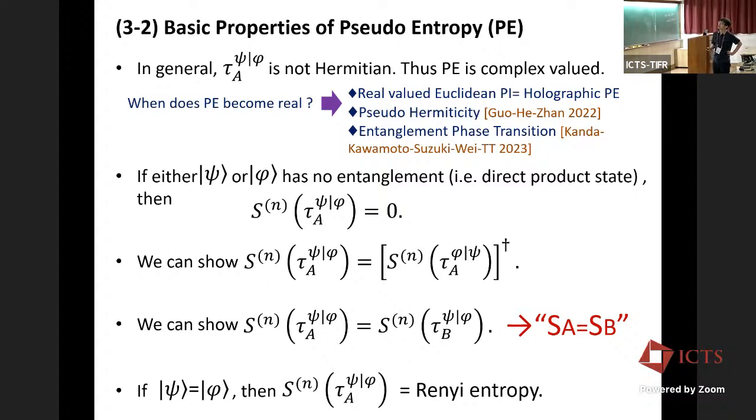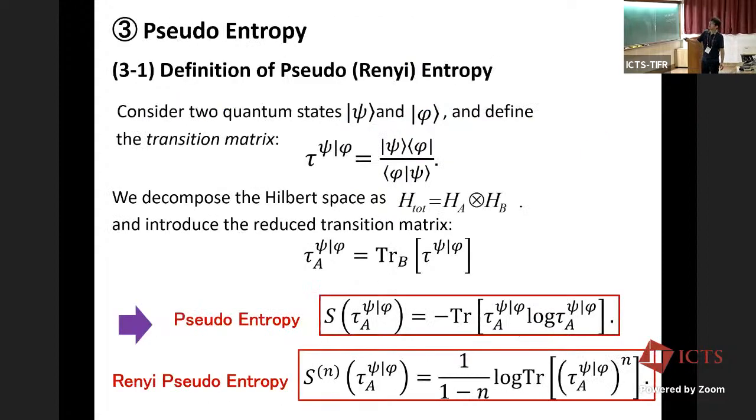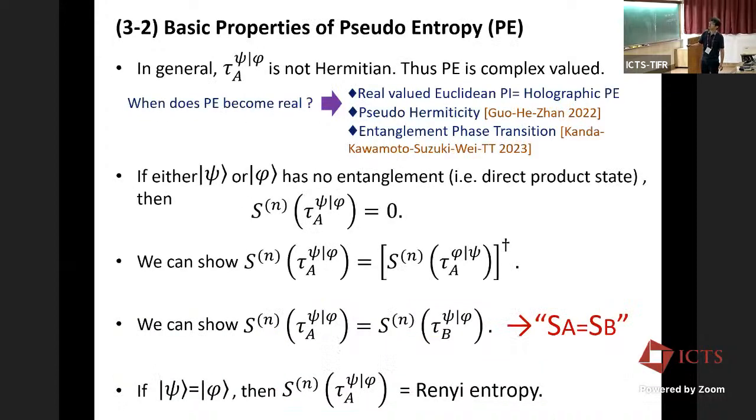The second property is that this quantity is related to entanglement definitely, because if either psi or bar phi has no entanglement at all, with no correlation between A and B, then for any n the pseudo entropy is 0. And if we flip the initial state and final state, it looks like a dagger conjugation, so the entropy is also conjugated. This means, of course, that the entropy is in general complex valued. Also, S_A equals S_B holds, so tracing out B is equal to tracing out A, because this is essentially a pure state. And if these two states are the same, of course, this reduces to the standard entanglement entropy. In this case we know much about it, so it is not so interesting from this viewpoint.